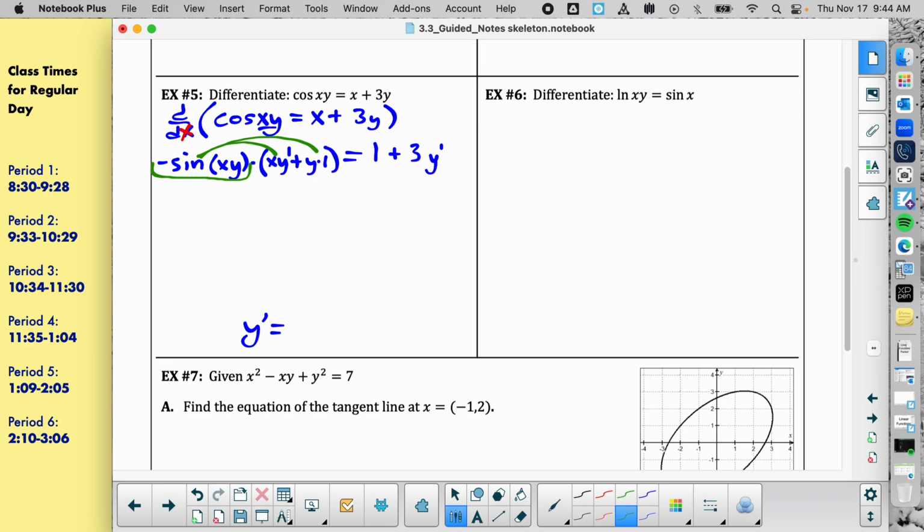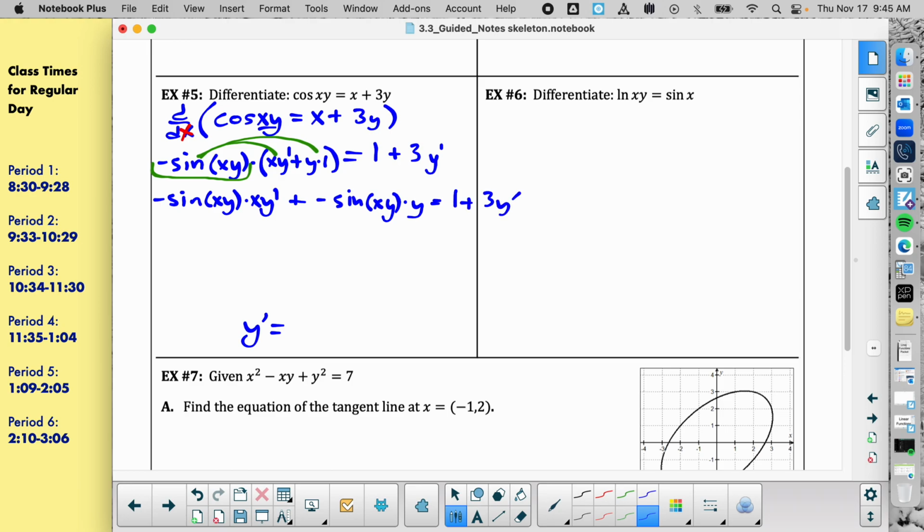So it's not horrible, it's just gonna look horrible. I mean, there's no question about that. So negative sine xy times xy prime plus negative sine xy times y. And then that all equals the right hand side.